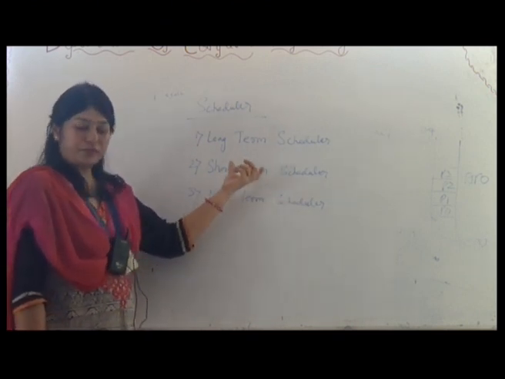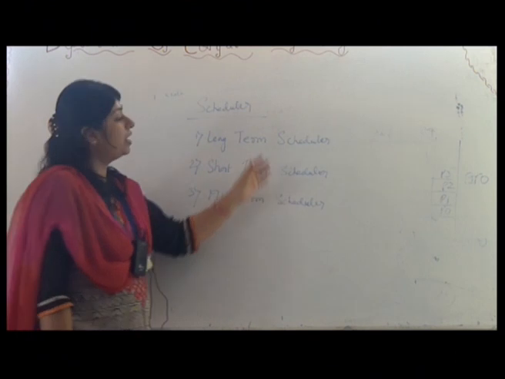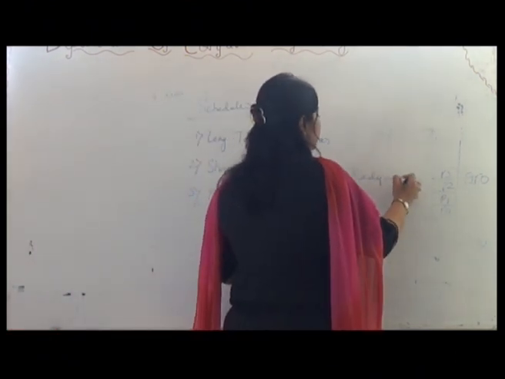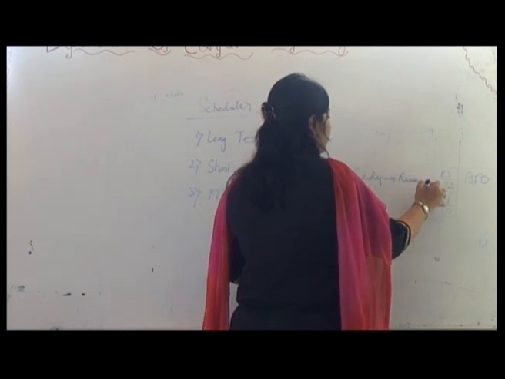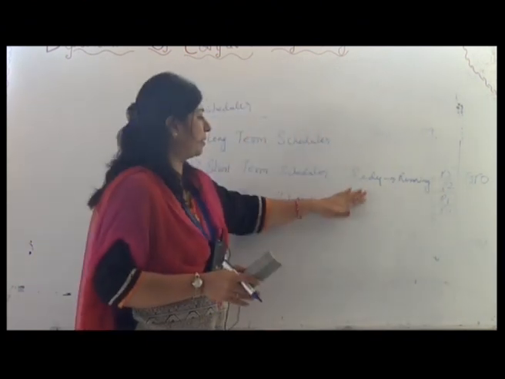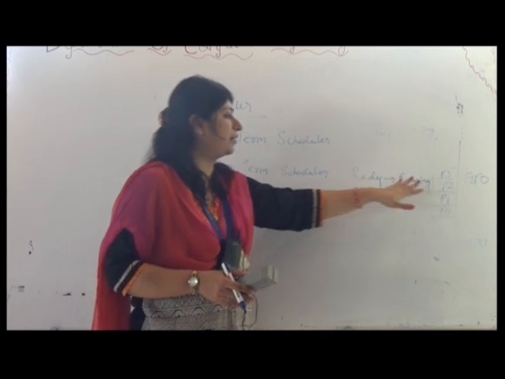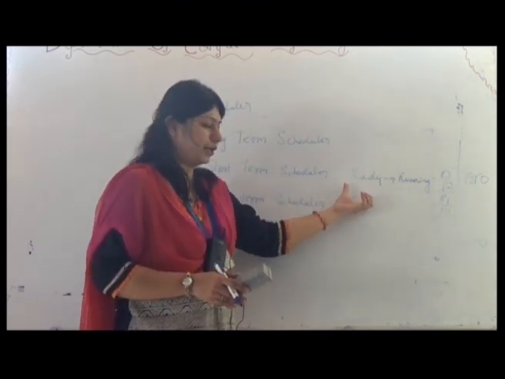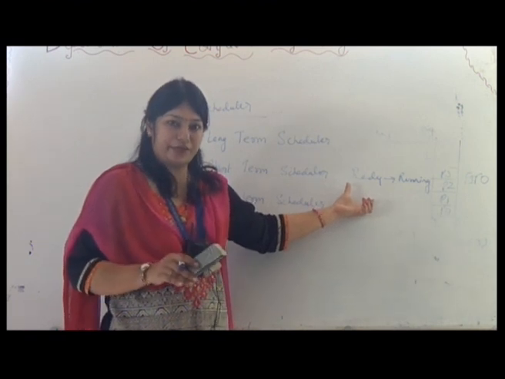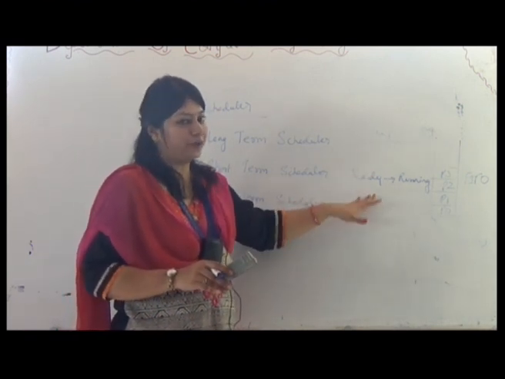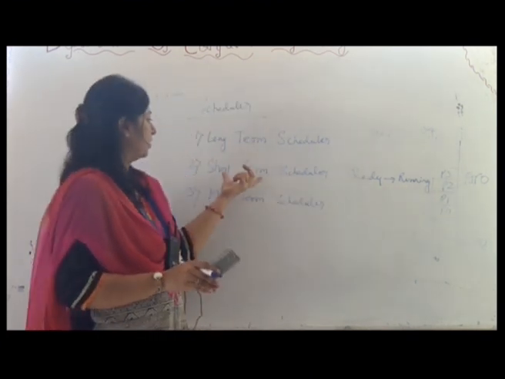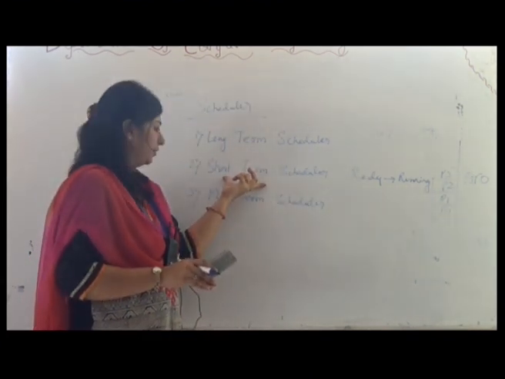The short-term scheduler is used to shift our process from ready state to running state, that is, within the main memory. Our ready state is also in the main memory, and our running state is also in the main memory. In the ready state, we have a ready queue. All the processes are placed in the ready queue. Out of that queue, we pick one process and shift it to the running state. That is decided by the short-term scheduler.